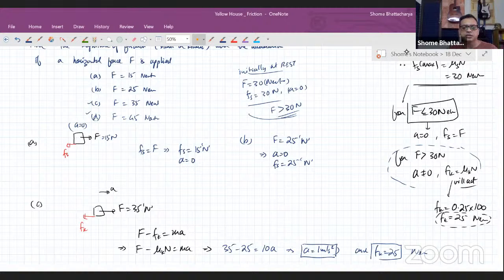And when it starts slipping, if we apply 31 Newtons, then the friction acting will become 25 Newtons. Because it started slipping. So the moment it starts slipping, the friction changes from static to kinetic. So it will become mu k into n. Whether we apply 35 Newtons or 31 Newtons or 30.001 Newtons, the friction will change to 25 Newtons. It will be kinetic friction, because once it starts slipping, the surface cannot grip as well. So the coefficient of friction reduces.